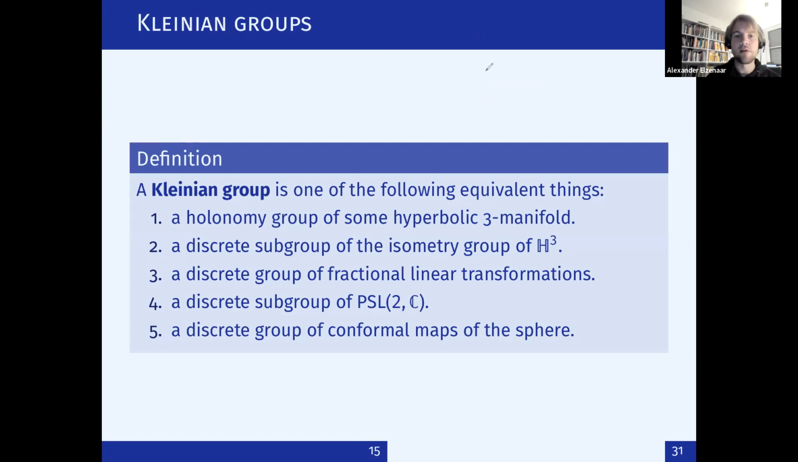So here's a more full definition. These are all equivalent by the preceding discussion. A Kleinian group we can view, if we have one, as being a discrete subgroup of isometry groups of H3, of conformal maps of the sphere, of groups of matrices in PSL2C, fractional linear transformations, or if you want to view them geometrically, as developing groups of hyperbolic three manifolds. And these different points of view are useful in different situations.